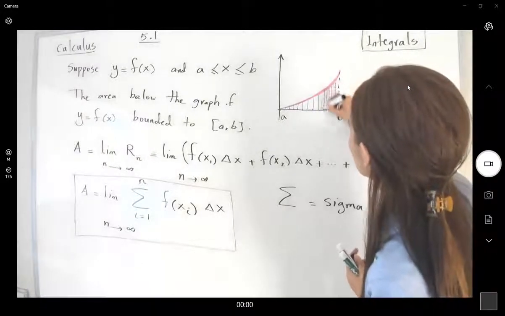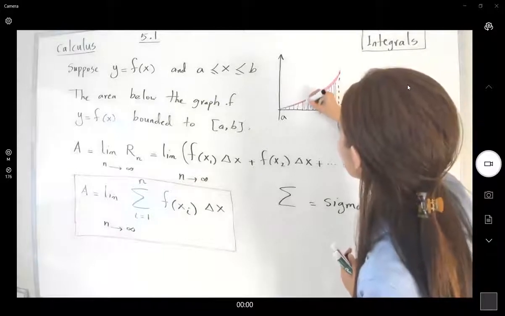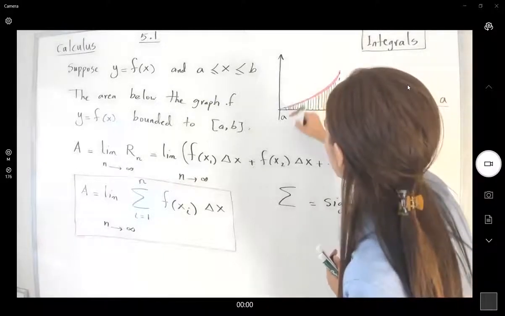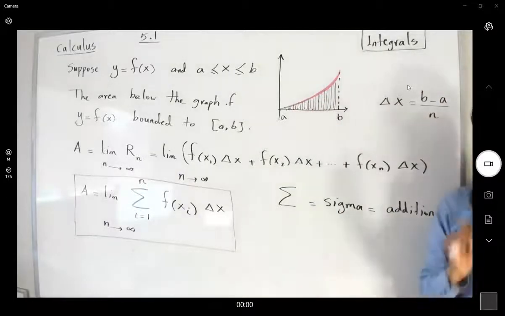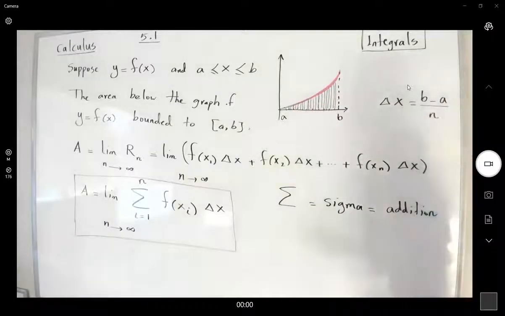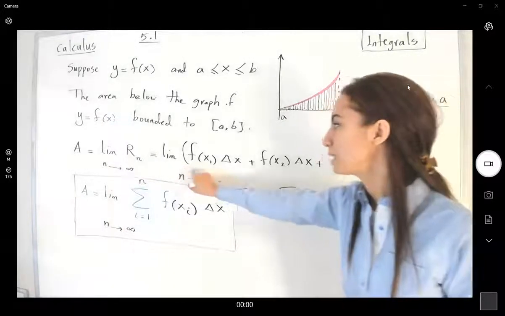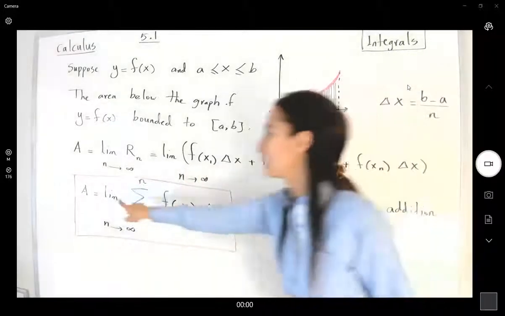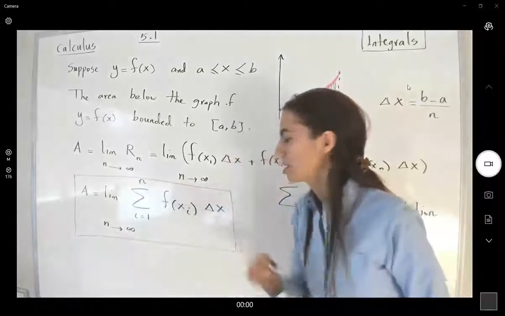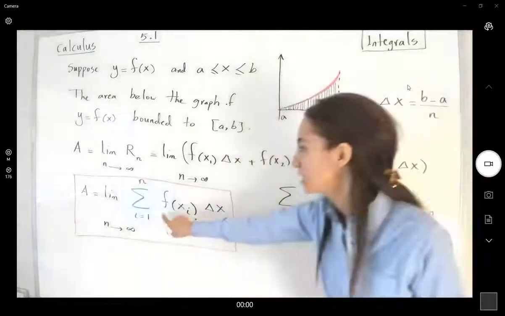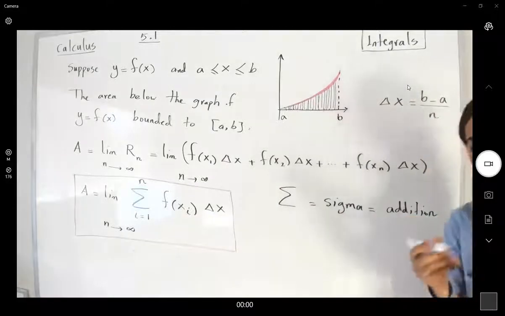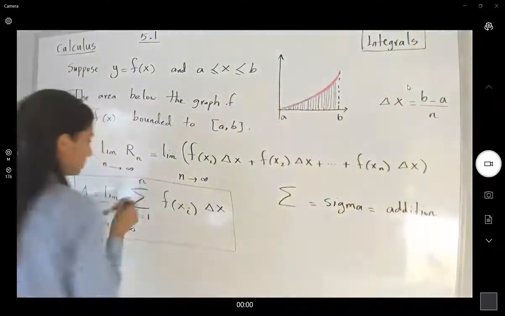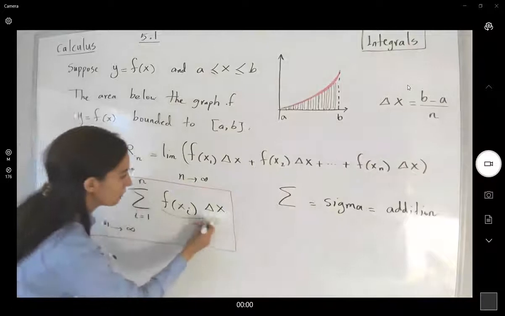So what are we trying to do? We're trying to make these sub-intervals very small by defining delta x. Then we take the limit of this sum, the limit of the summation of this multiplication. This is y times x. These are these small areas.